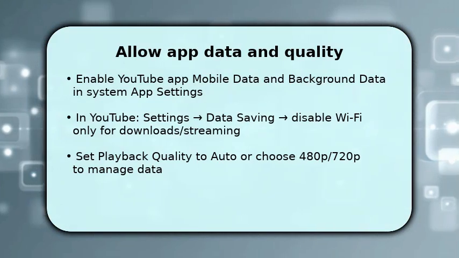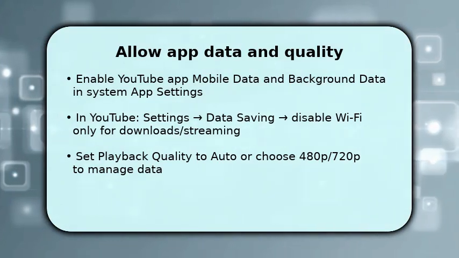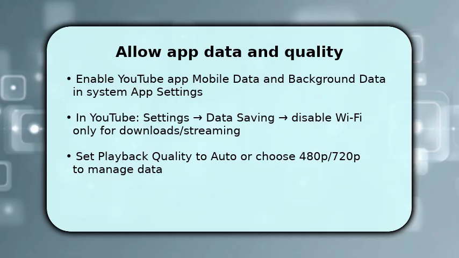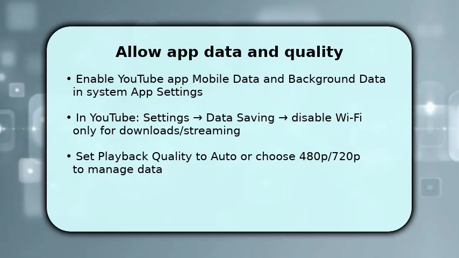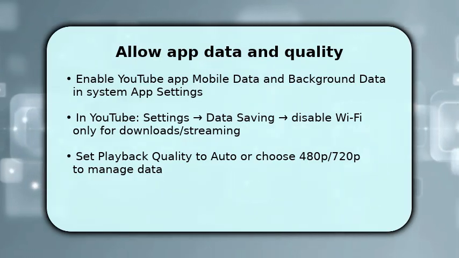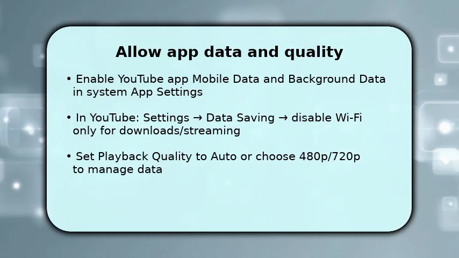Now you focus on app permissions and video quality, so streaming works well on mobile data. First, open System App Settings for YouTube and enable both mobile data and background data, so playback and downloads run when the app isn't foregrounded.